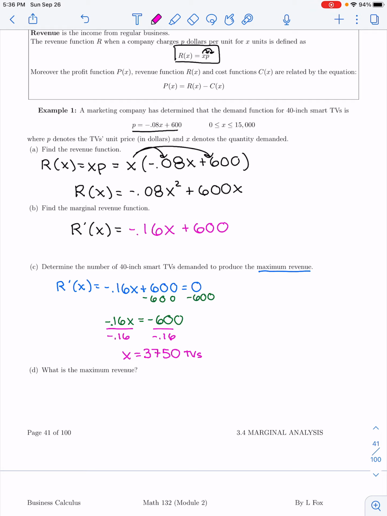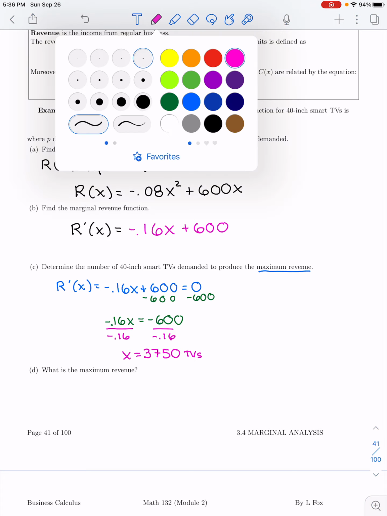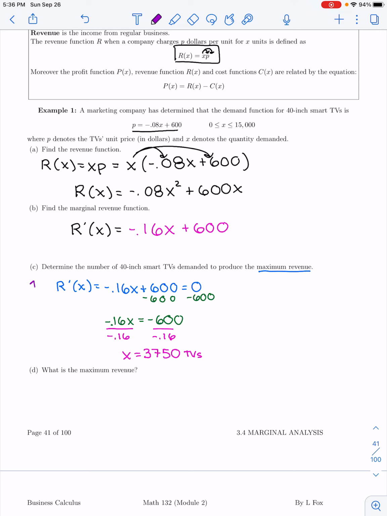We remember critical numbers can be relative max, relative min, and they could be neither. So we're not going to tell this company flat out, hey, go with 3,750, because we could accidentally be minimizing their revenue. Or it could be neither a max or a min. So we're doing 2 steps to find relative max and min always. The first step, find your critical number by taking the derivative, which we already did in part B, and we set it equal to 0. And then we also want to check that it's actually going to maximize their revenue by making a sign chart.